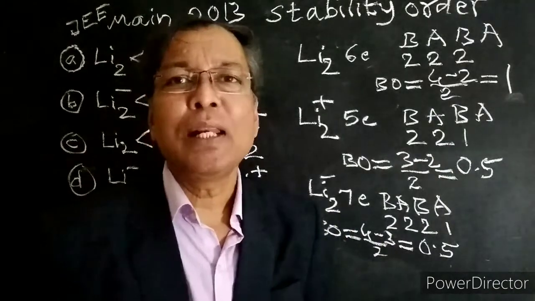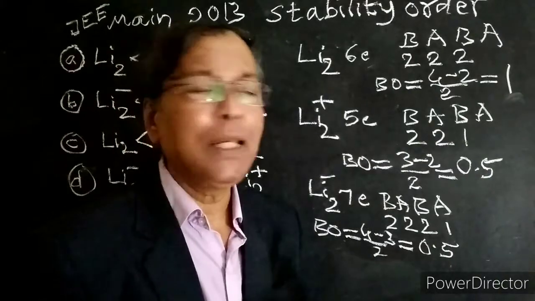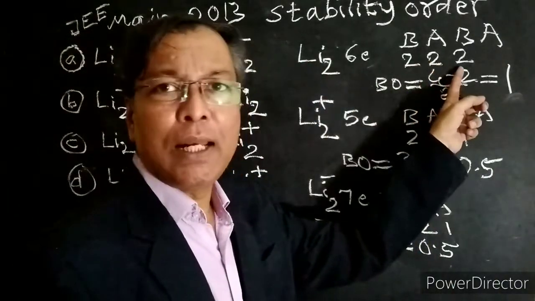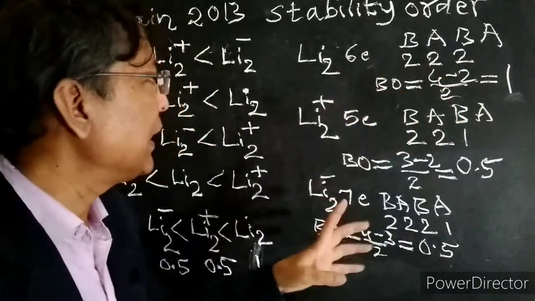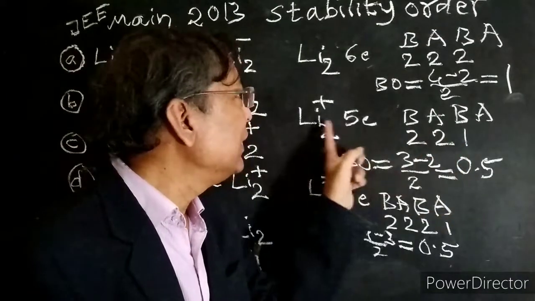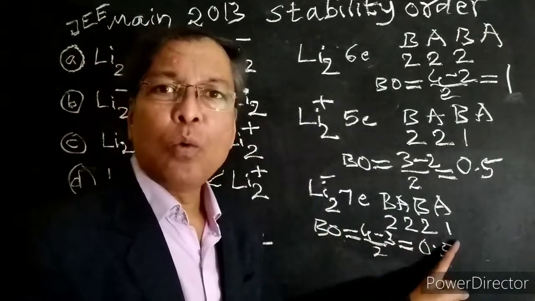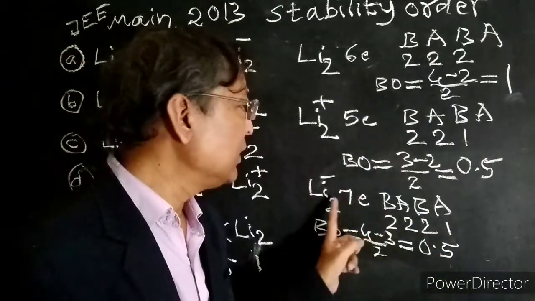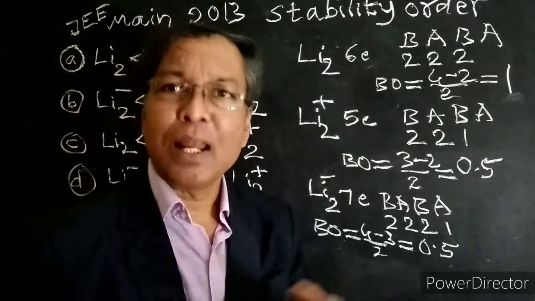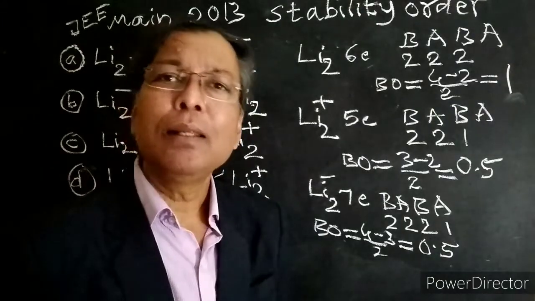If they give the same question and ask which of these molecules are paramagnetic in nature, if you see here, Li2 has all paired electrons, therefore it is diamagnetic in nature, and Li2 plus has one unpaired electron, therefore it is paramagnetic in nature, and Li2 minus also has one unpaired electron, therefore it is also paramagnetic in nature. So if the molecule contains unpaired electrons, we have to decide it is paramagnetic in nature.